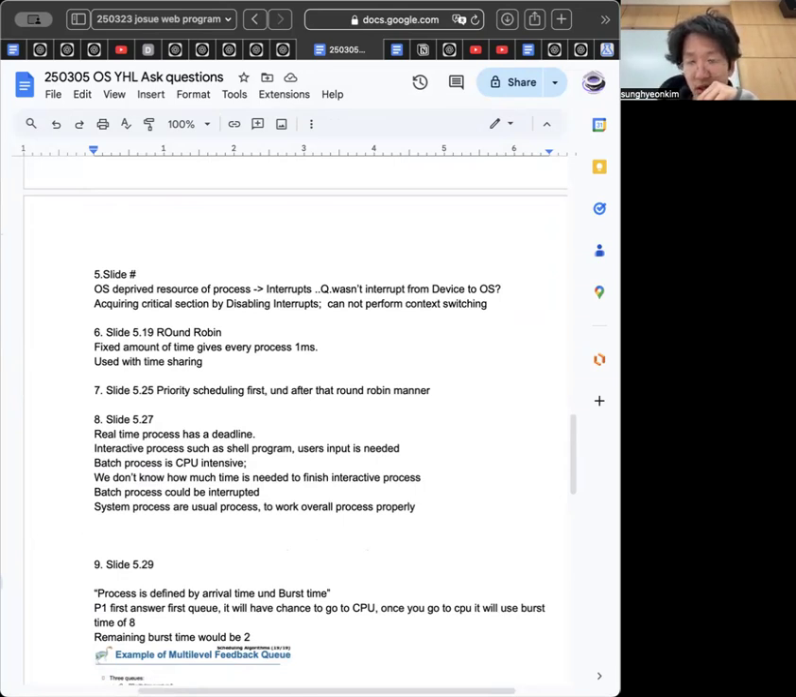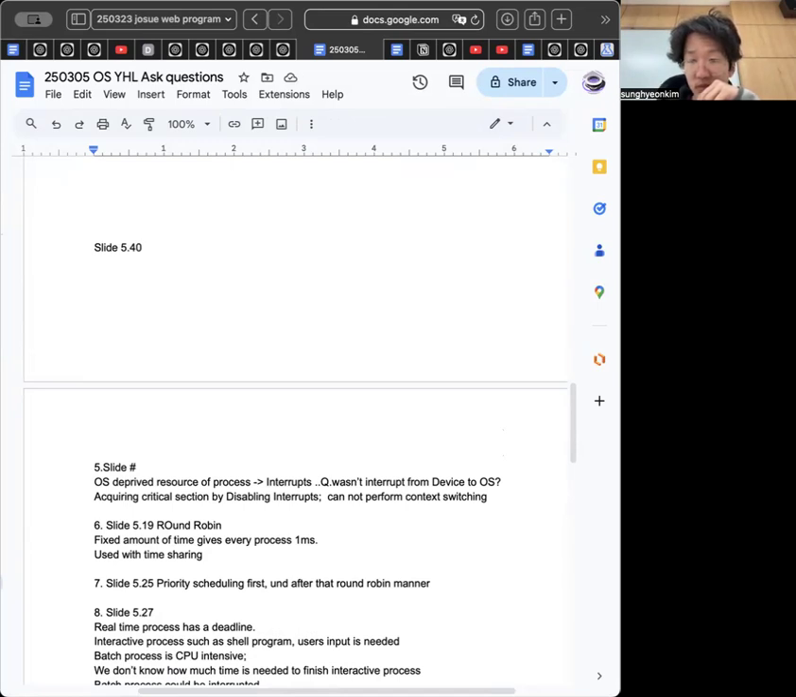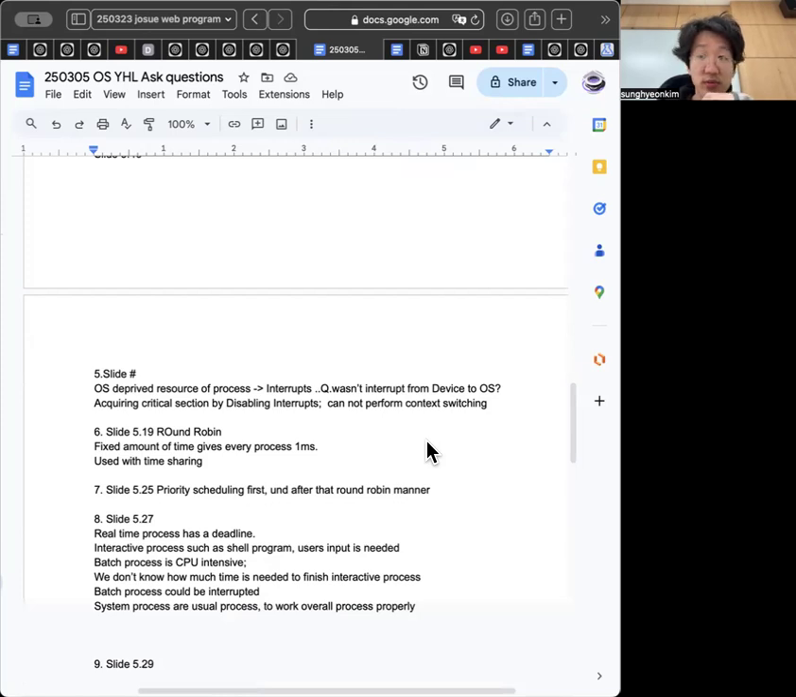For slide 5.40, version 1: load balancing, push migration and pull migration. And for the sentence about the OS depriving resources, acquiring the critical section by disabling interrupts means if an interrupt isn't performed, then context switching will not happen. So the OS deprives resources from a process by interrupt. So if you disable interrupts, then you cannot do context switching to other processes.